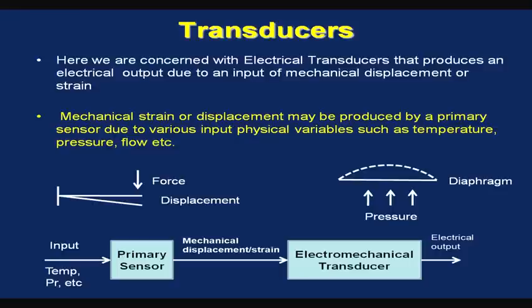The mechanical strain or displacement may be produced by primary sensor due to various input physical variables such as temperature, pressure, flow, etc. So, during act of measurement, primary sensors that receive input signal from physical variables such as temperature, pressure, flow rates, etc., may produce a mechanical strain or displacement. We are interested in converting this mechanical strain or displacement into an electrical signal.